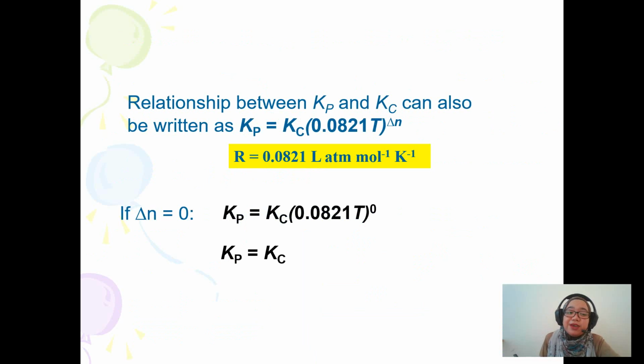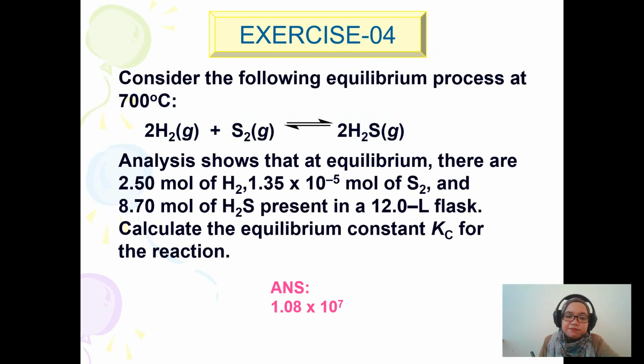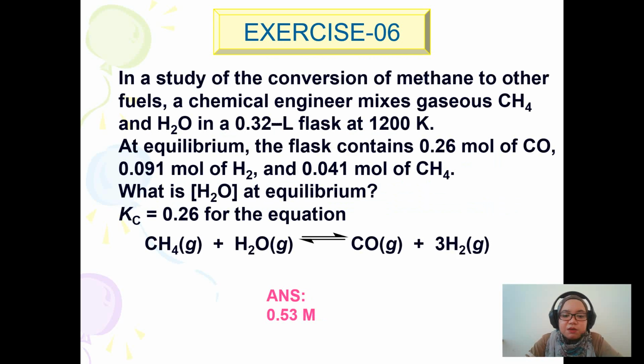If delta n equals 0, then we can say that Kp is equal to Kc, because 0.0821 T to the power of 0 equals 1. So Kc times 1 equals Kc, so Kp equals Kc. This one you can do by yourself.